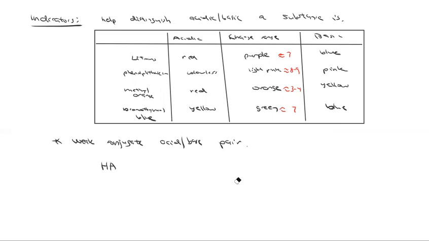Such as HA. And for now, I'll just use Arrhenius because it really doesn't matter. And you know, it becomes H plus A minus. And so this is the acid, obviously, which is weak. It needs to be weak for reasons that will become apparent very soon. And this is the conjugate base of that acid.